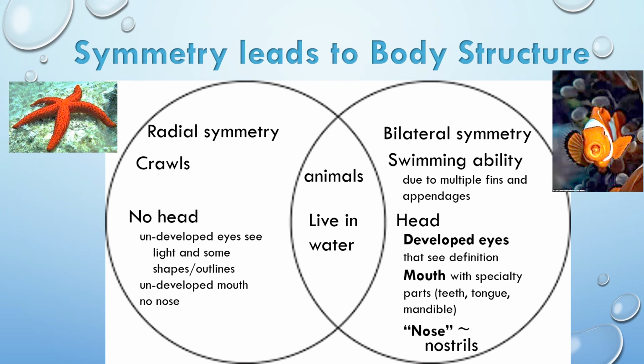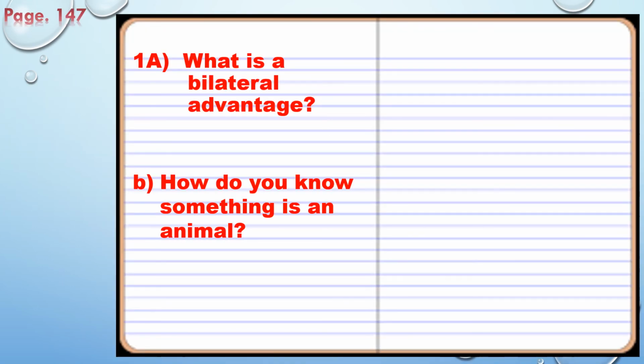Now, they don't actually have a nose like you and I do, right? But they do have nostrils, and a fish has a very high sense of smell in the water. And that's very key for them because they can detect predators, but also detect the food that they're looking for. So, we have some similarities, but there's a lot of major differences between a radial symmetry organism compared to a bilateral symmetry organism.